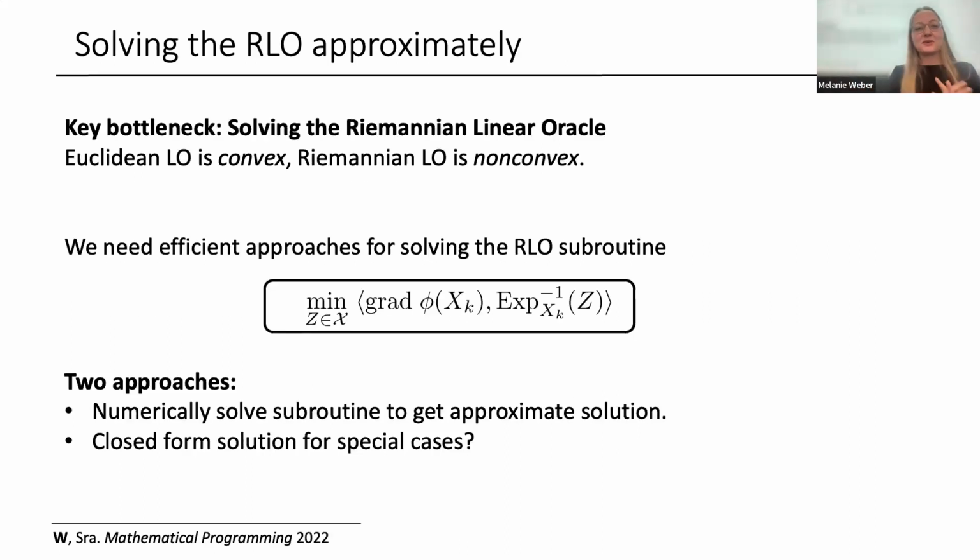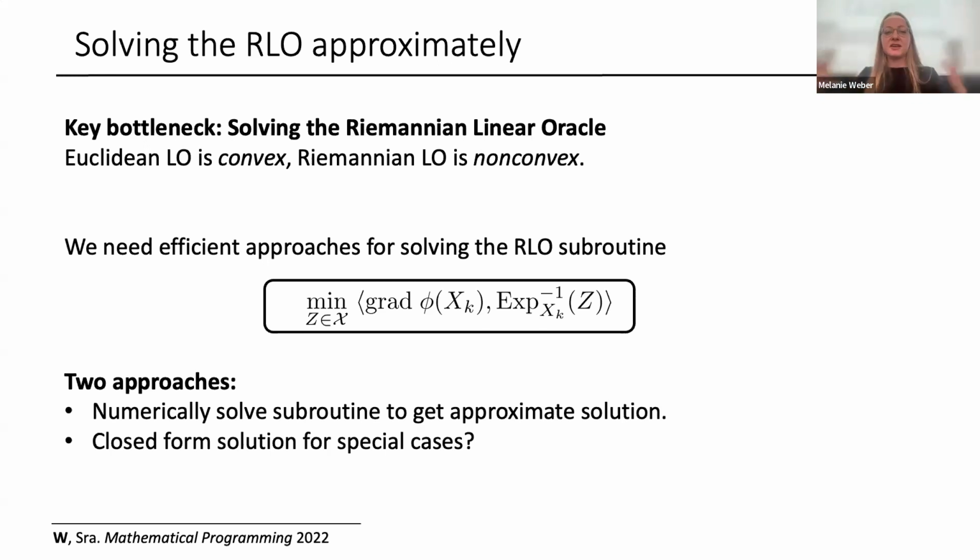But back to the crucial subroutine in the Frank-Wolfe algorithm. So it's written again here. Again, in the Euclidean setting, that's a convex problem, so usually fairly easy to solve. That has greatly contributed to the popularity of the Frank-Wolfe algorithm for Euclidean constrained optimization. Now in the Riemannian setting, it's not quite as easy. We have a non-convex problem.